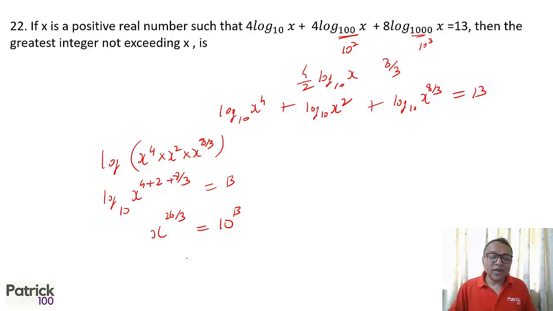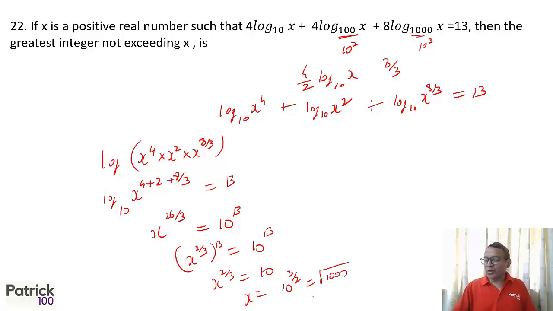Now take this as power 13. So x raised to 13, that is x raised to 2 by 3, whole raised to 13, is equal to 10 raised to 13. Or x raised to 2 by 3 is equal to 10. So x is equal to 10 raised to 3 by 2. 10 cube is 1000, so it is the square root of 1000. If you can use a calculator, it will be 31 point something. Or you can make out that 32 square is 1024. 32 is 2 raised to 5, 1024 is 2 raised to 10. So it will be a little less than 32. So 31 point something. So the greatest integer not exceeding x is 31.